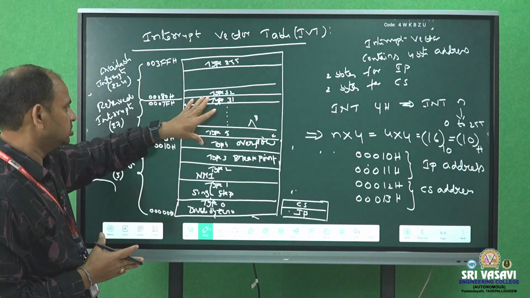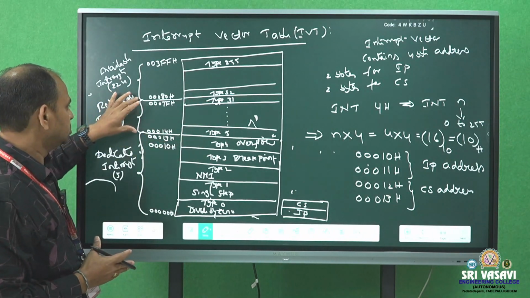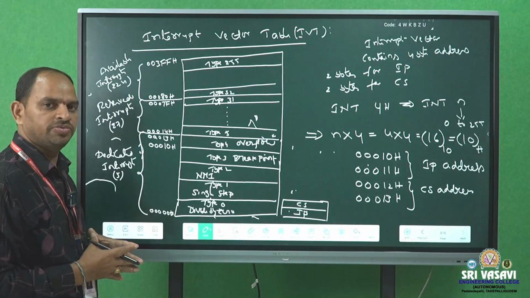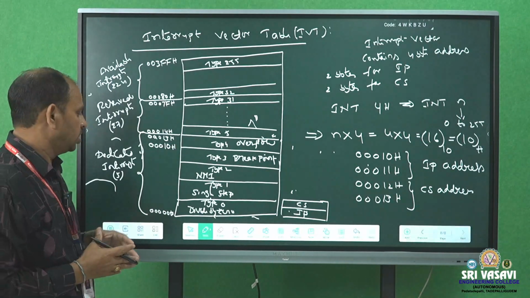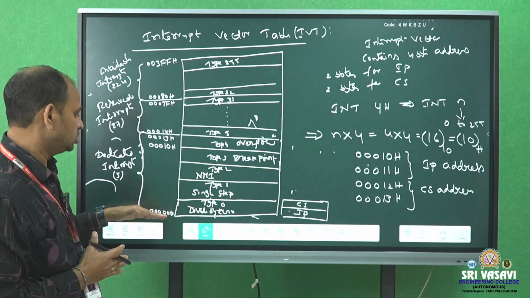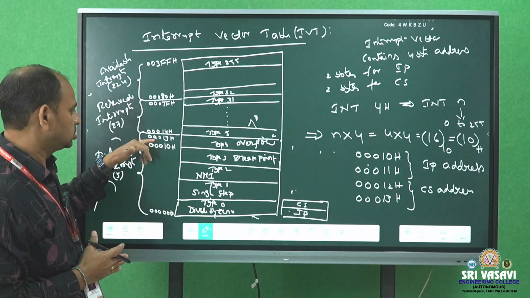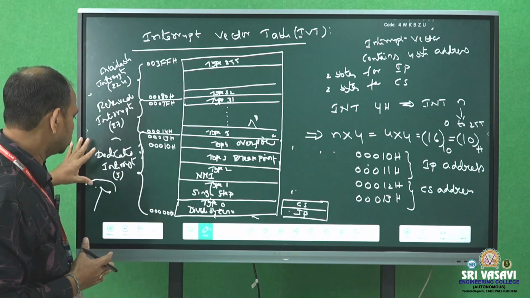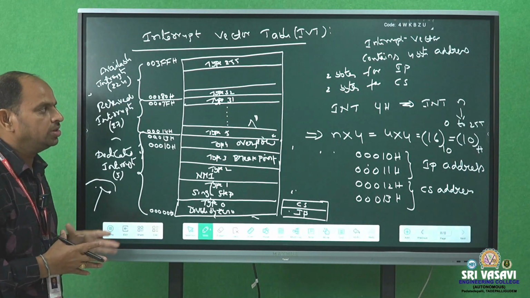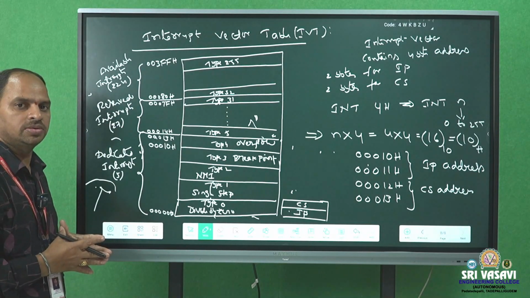So these are not used in the 8086, and type 5 to type 31 are reserved for future microprocessors. And coming to the dedicated interrupts, the range 00000H to 00013H, those are the dedicated interrupts, a total of 5. So this is about the interrupt vector table.